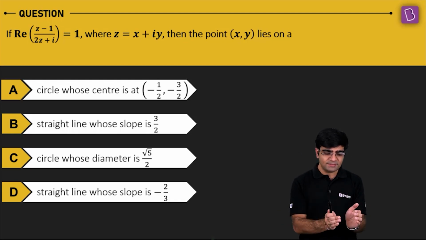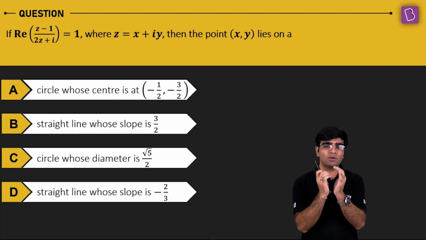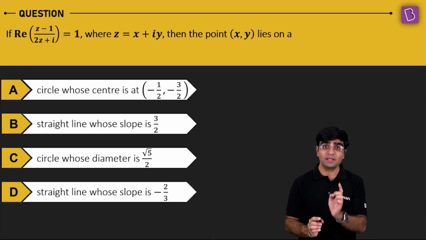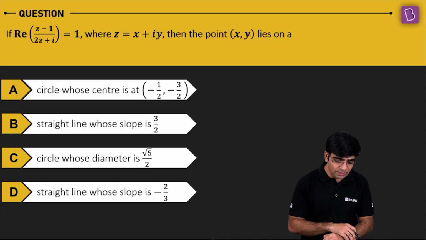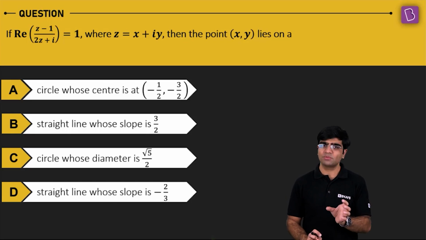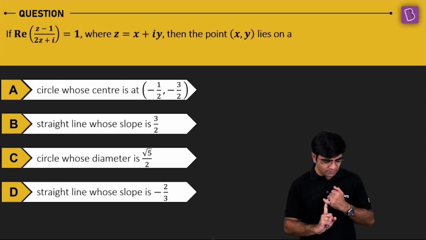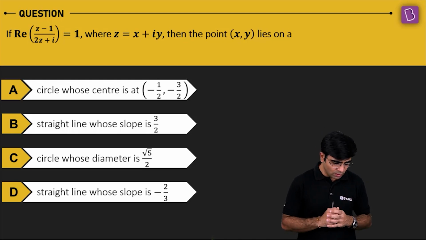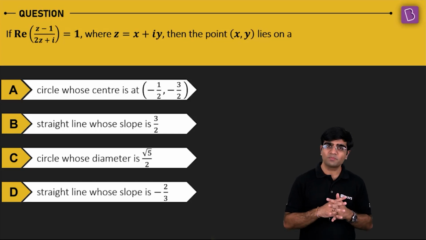Now, as I see the real part of z minus 1, I bring all my knowledge of complex numbers into my brain. I try to recall everything and I read the question carefully. If the real part of (z minus 1) upon (2z plus iota) equals 1, where z equals x plus iota y, then the point (x, y) lies on. Options are: a circle whose center is, okay, so some center is given, or a straight line whose slope is. So either it is a circle or a straight line. I have to figure it out. If it's a circle, what is the center and what is the diameter? And if it is a line, what is the slope?